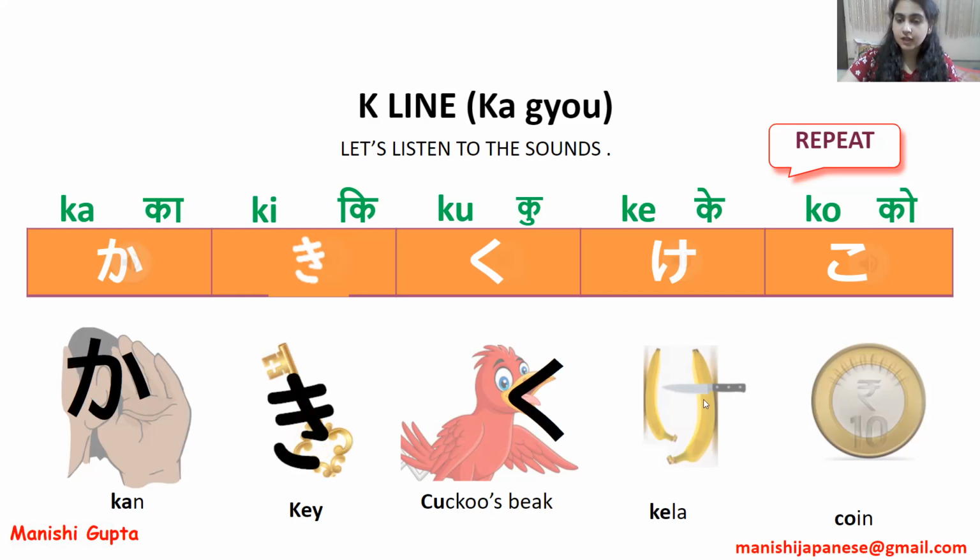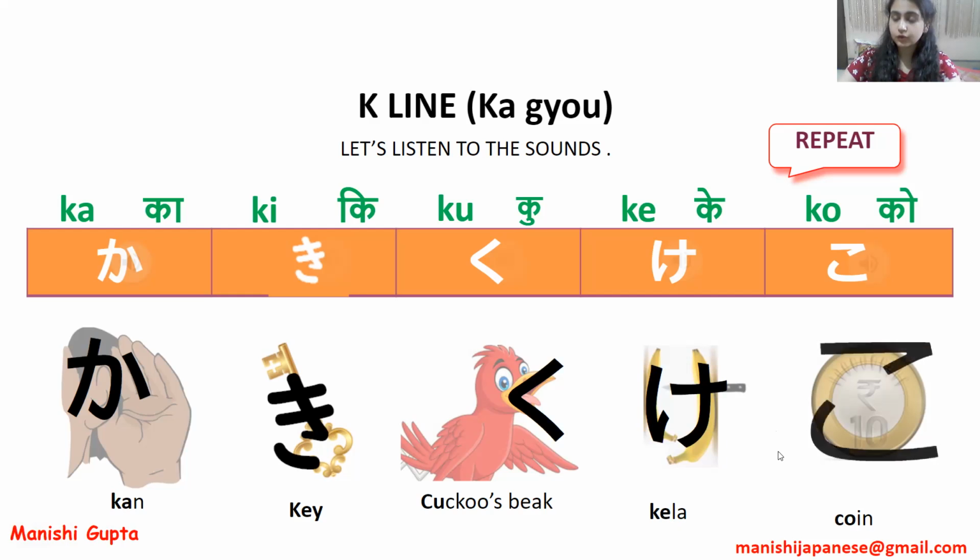And then if you see there are two bananas and one knife, you can actually get the shape of ke from this particular picture. And why I've written this word as kela is because the K of kela is exactly the same as the K of Hiragana. Last picture, for coin, we have ko. So you can actually get a ko out of coin. I hope this helped.